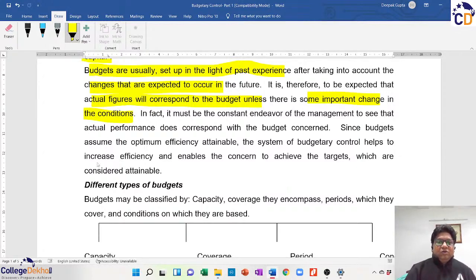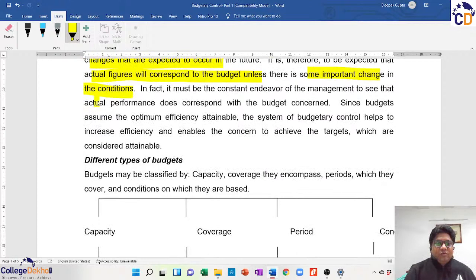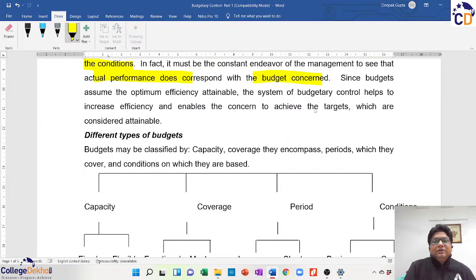between what you planned as budget and what you actually achieved with your performance. See? Therefore, this actual performance must correspond with the budget. So the basic thing that we have to understand is that when we make a budget, we take optimum efficiency. That is the efficiency that can be achieved. We are not talking about the ideal capacity to be achieved.